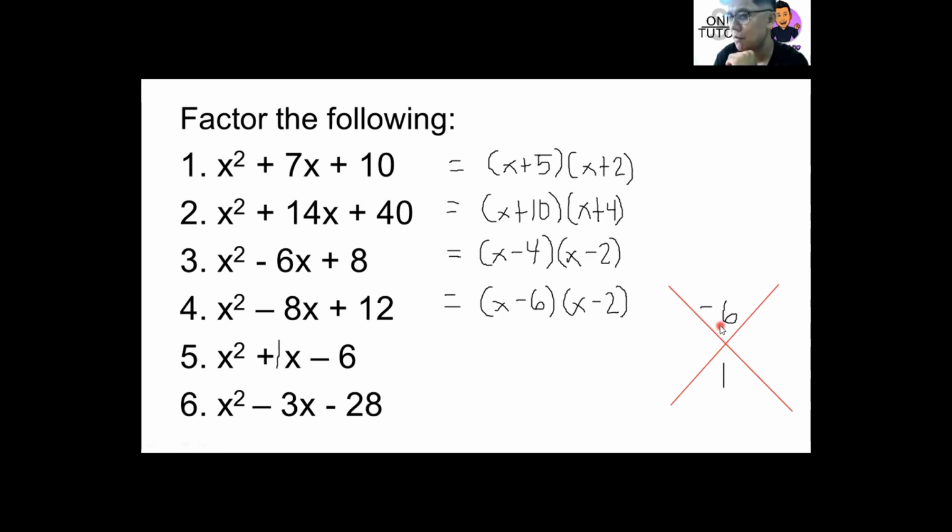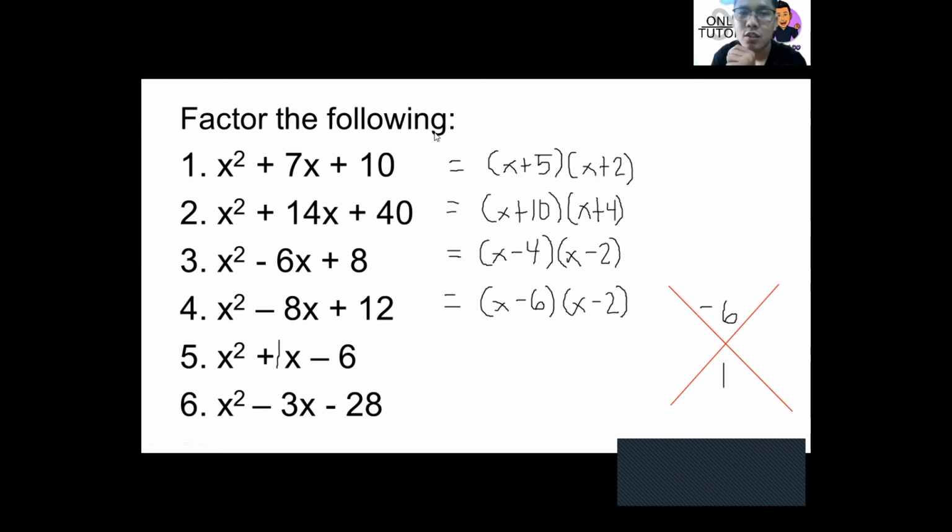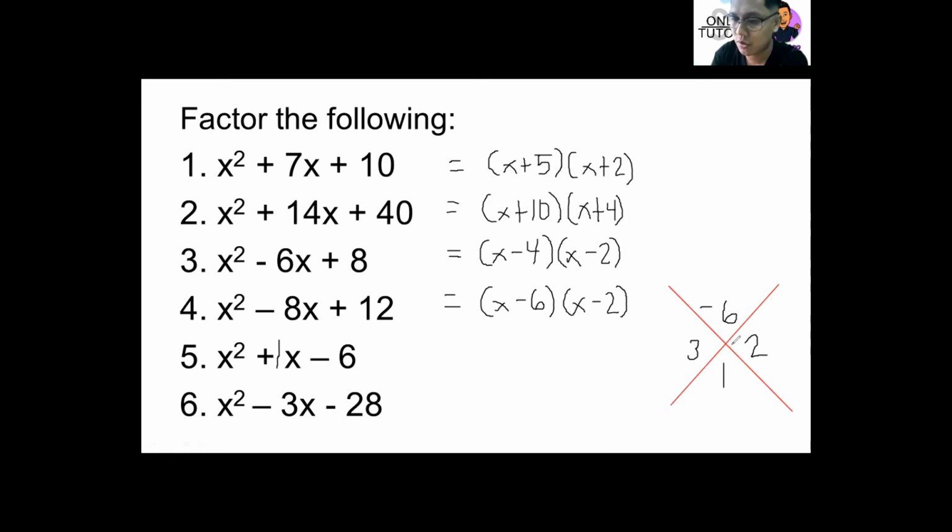Okay? So since this is negative, this is the product of a positive number and a negative. So we have 3 and 2. One is positive and the other one is negative. But which do you think is positive and which is negative? Since this is positive 1, the larger number should be positive. So 3 should be positive and 2 is negative. Let's try. 3 times negative 2 is negative 6. That is correct. 3 plus negative 2 is 1. So the factor of x squared plus x minus 6 is x plus 3 times x minus 2.